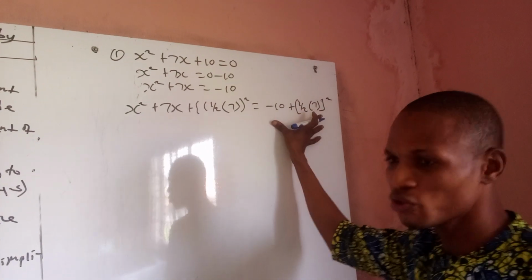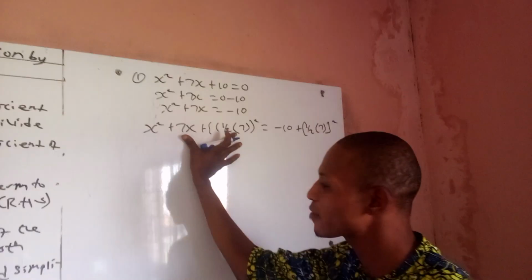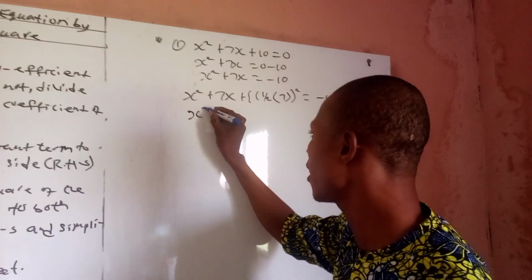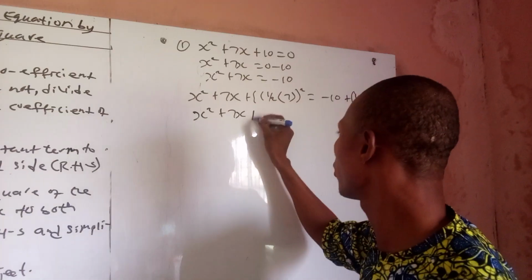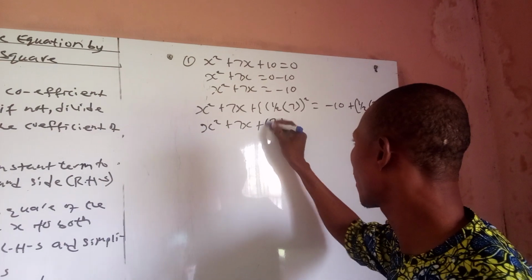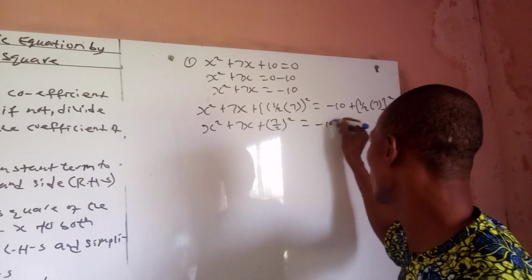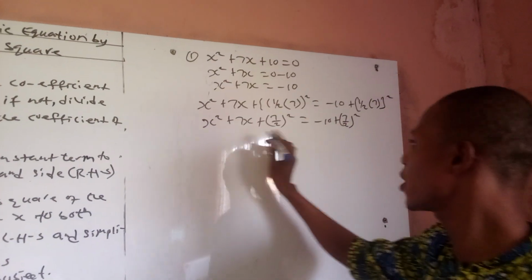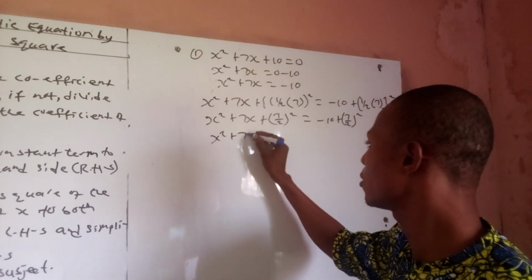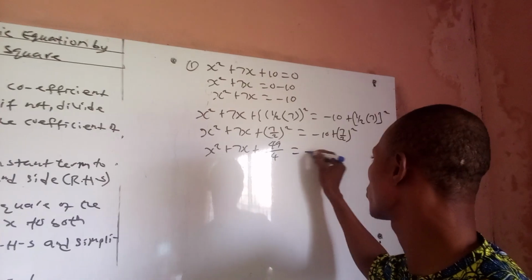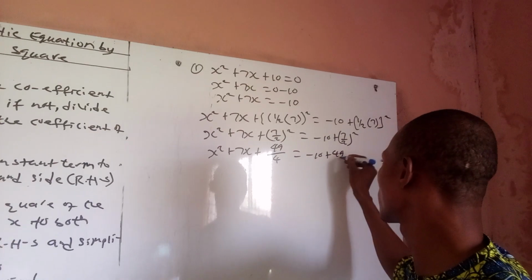You don't change the equation, because what we do on the left hand side, we do the same on the right hand side. So the next thing is x squared plus 7x plus, half times 7, that is 7 over 2, squared, equals minus 10 plus 7 over 2 squared. 7 over 2 squared is 49 over 4, equals minus 10 plus 49 over 4.